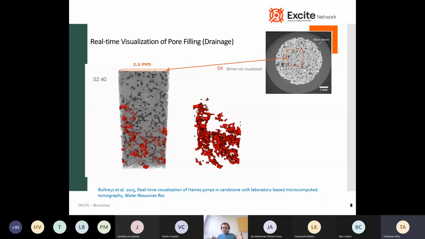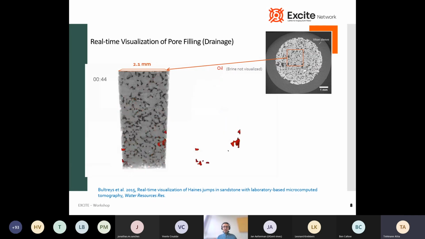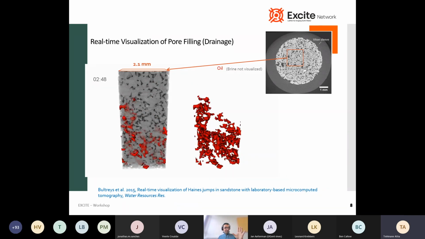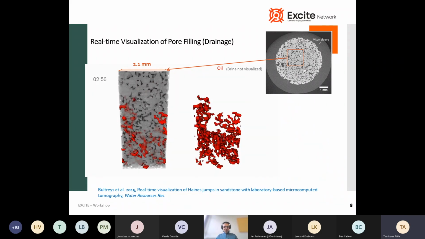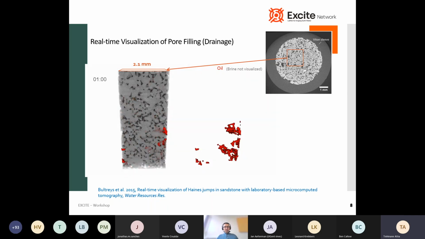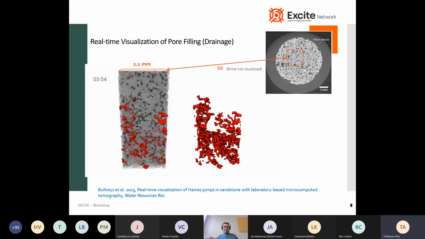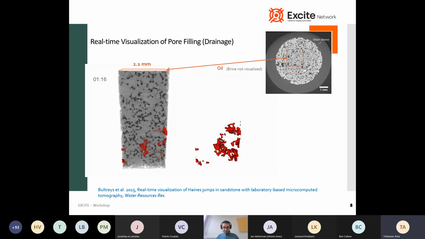The sample was saturated with water at the beginning, and then the oil was pumped into the system. The scans were done with a 12-second measurement time for 5 minutes with a voxel size of about 15 micrometers, and here it is visualized in every 4-second step. Scanning was done without interrupting the fluid injection and without stopping the experiment. What we can see from the data is that the pore scale displacement processes happen in rapid interfacial jumps, which are called Haines jumps.